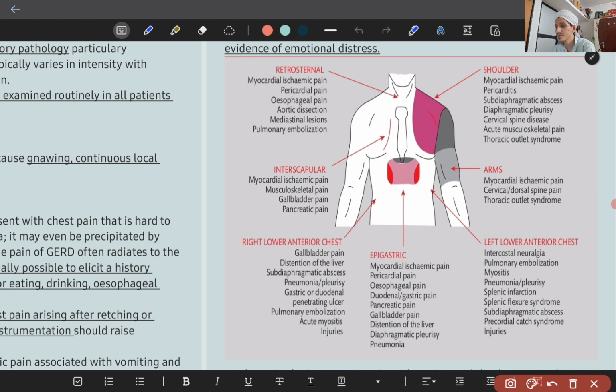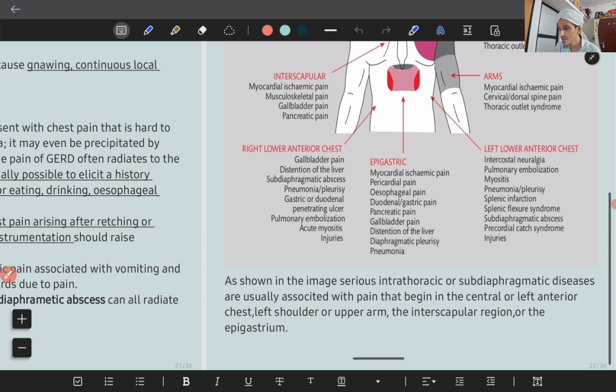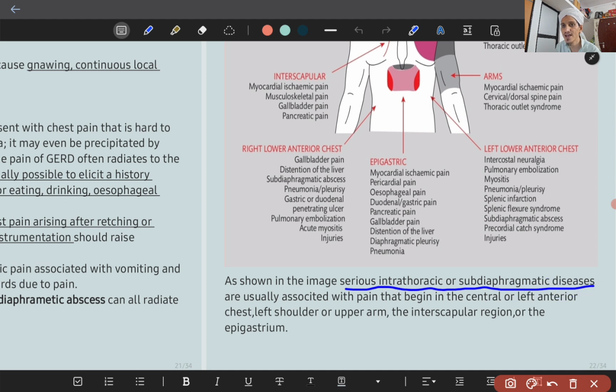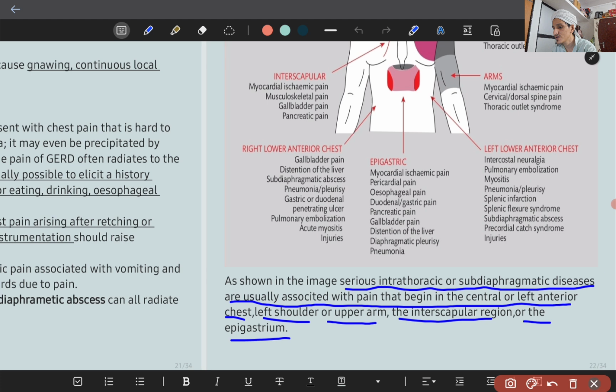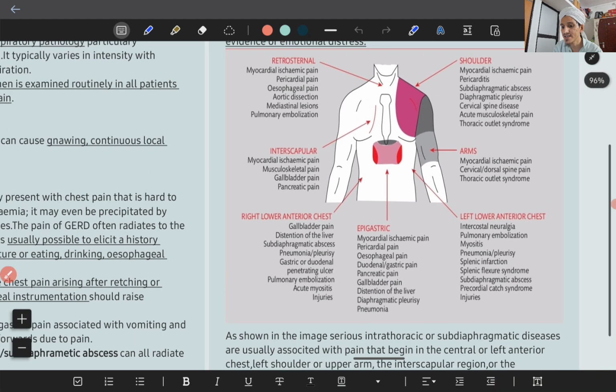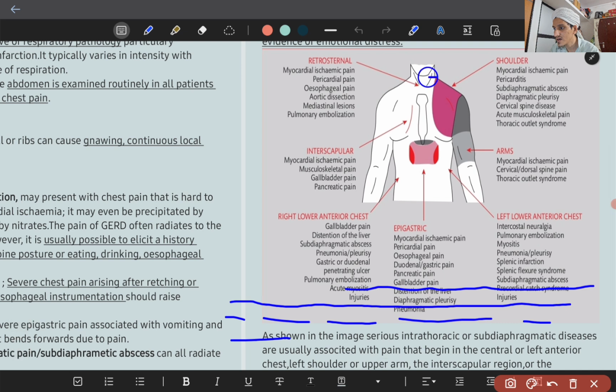So one point to remember importantly here is that serious intrathoracic or subdiaphragmatic diseases, meaning serious intrathoracic and abdominal causes, are usually associated with pain that begins in the central or left anterior chest, left shoulder or upper arm, the interscapular region or the epigastrium. This image depicts that. These areas which are highlighted here: this one interscapular, this epigastric, and this left anterior chest, shoulder and left upper arm.